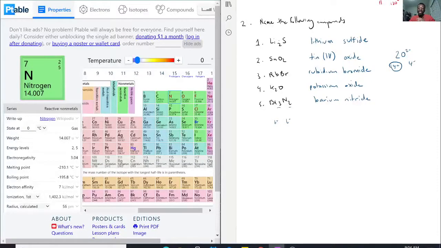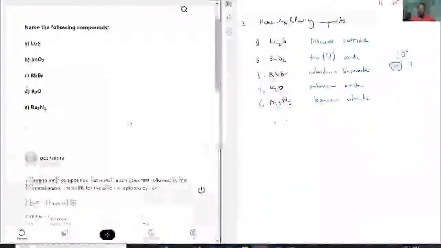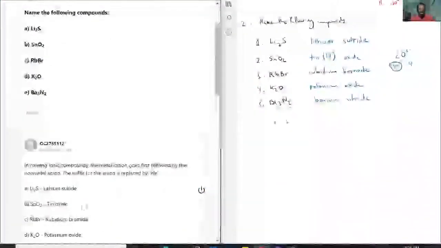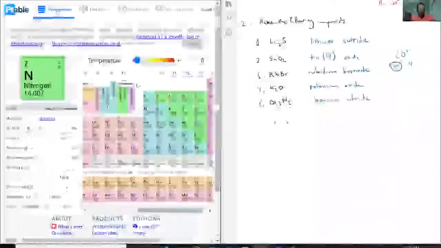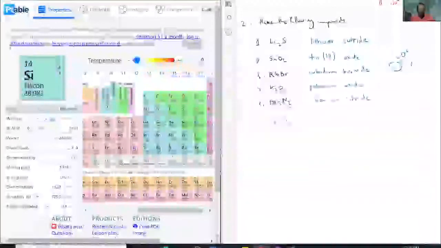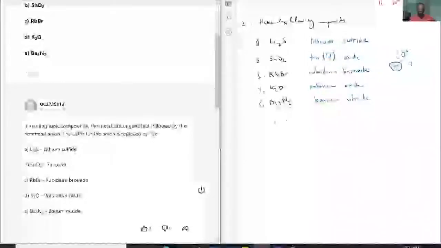The only tricky one was tin, because post-transition or even transition metals do function a little bit differently when it comes to the naming rules. Okay, so with that being said, let's go back to this and see how we did. So lithium sulfide, they do say this one is just tin oxide. Let me check the periodic table just to see. I can see how it is just tin oxide. That one is a little bit tricky.